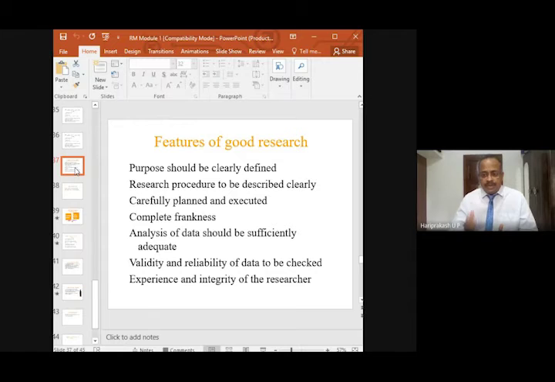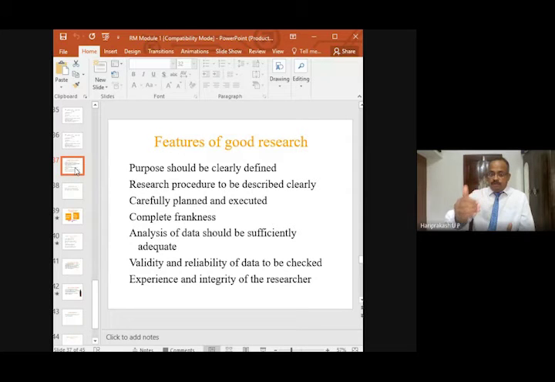how you are going to analyze the data, what statistical tools you are going to use to analyze the data, what the hypothesis is, how you are going to test the hypothesis, how you are going to present the results. So all these things have to be very clearly described before you do the research. So the research procedure is to be described very clearly.